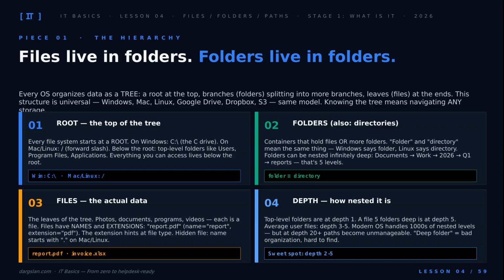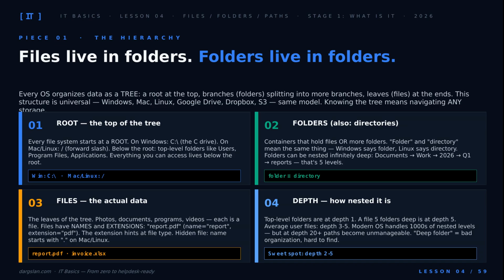A tree. At the very top sits the root. That's C:\ on Windows, or just a / on Mac and Linux. Below it, folders branch out, and folders can hold more folders, nested as deep as you like. At the ends of those branches are the files themselves, each with a name and an extension like report.pdf that hints at what's inside. One quick vocabulary note: folder and directory mean exactly the same thing.